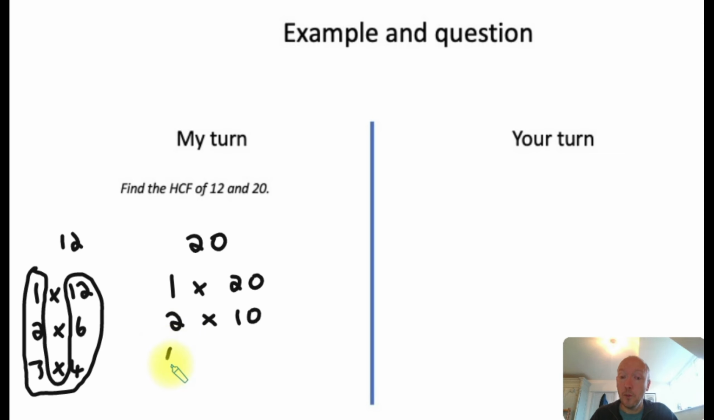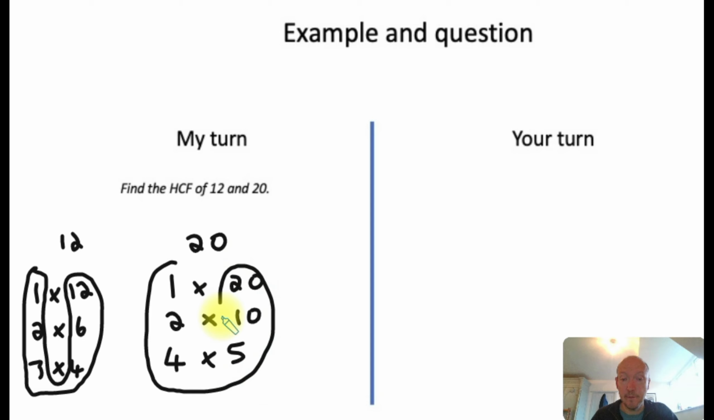After 3 comes 4. Yes, that will work. 4 times 5 makes 20. Then we'd have 5 times 4, but that's the same thing as 4 times 5 just turned around. So again, that means we've found all the factors. So let's make our little horseshoe here.